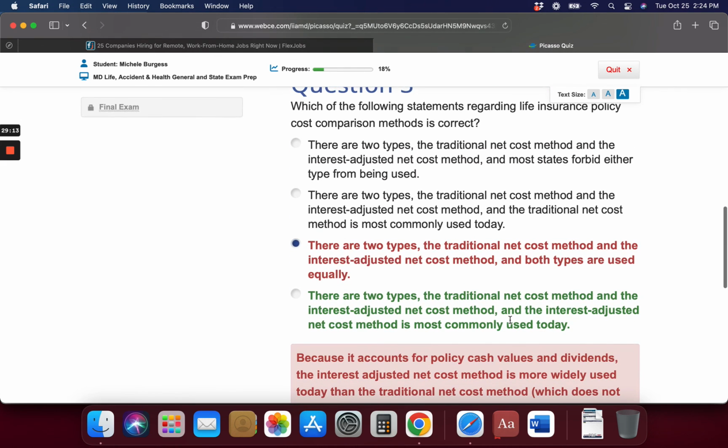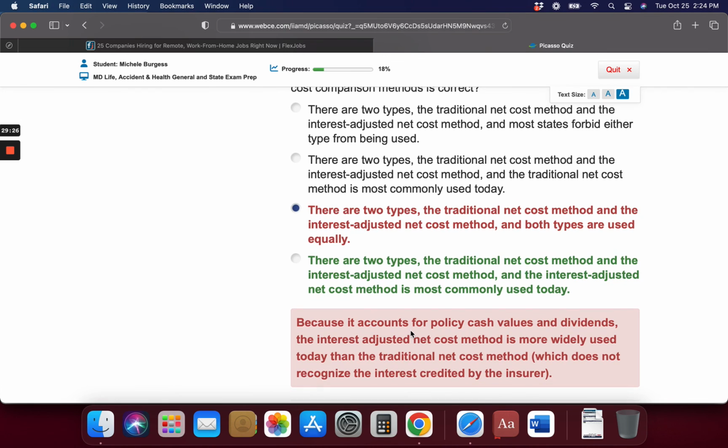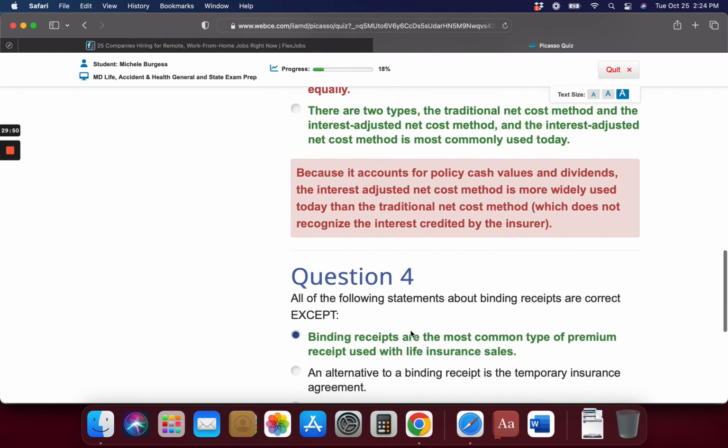All right, which of the following is true? There are 2 types of cost methods, traditional and interest. Interest adjusted cost method is the most widely used. Okay. Because it accounts for policy cash values and dividends, the interest adjusted net cost method is more widely used than traditional, which does not recognize the interest credited by the insurer. So the interest adjusted method accounts for policy cash values and dividends. That's why it is mostly used.